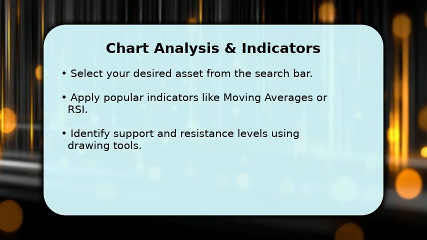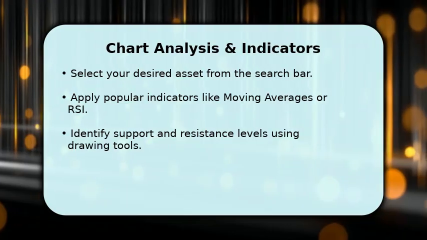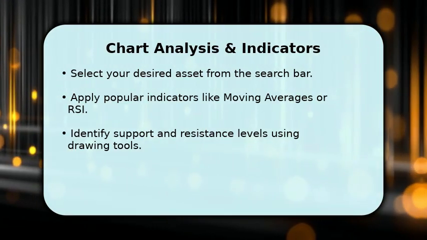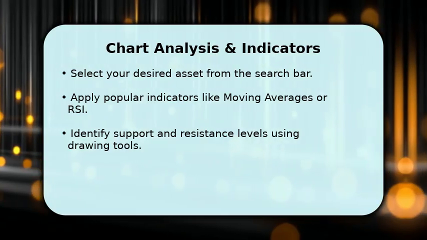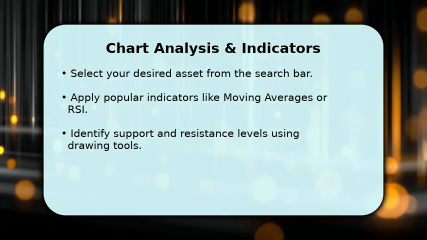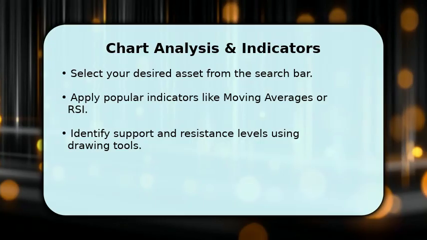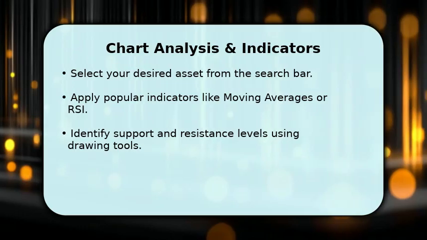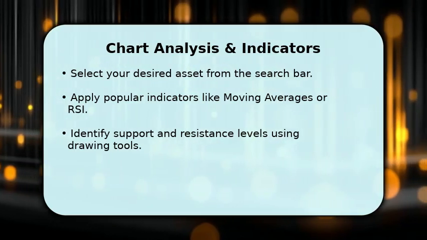Once you've selected an asset, focus on chart analysis. TradingView offers hundreds of technical indicators. Start with simple ones like the 20-period moving average or the relative strength index, often called RSI. These help gauge momentum and potential overbought or oversold conditions.